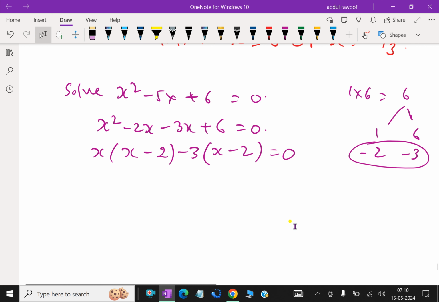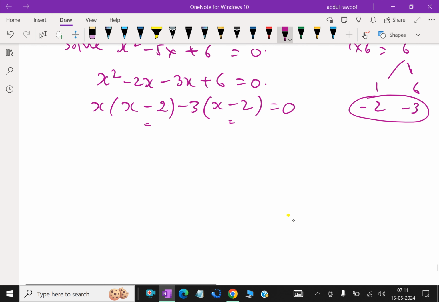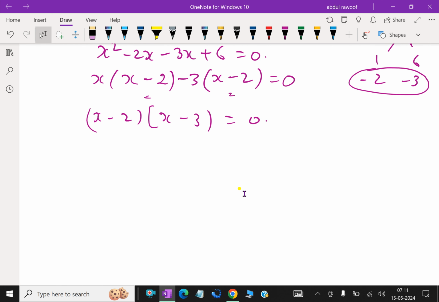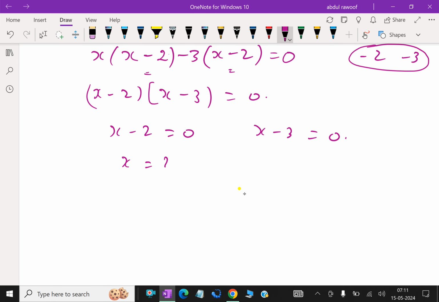In this, what is common? The common factor is x minus 2. So take that out. Then x minus 3 remains. Therefore, the two factors are x minus 2 and x minus 3. Then x minus 2 equal to 0 and x minus 3 equal to 0. Therefore, x equal to 2 or x equal to 3. These are the solutions.